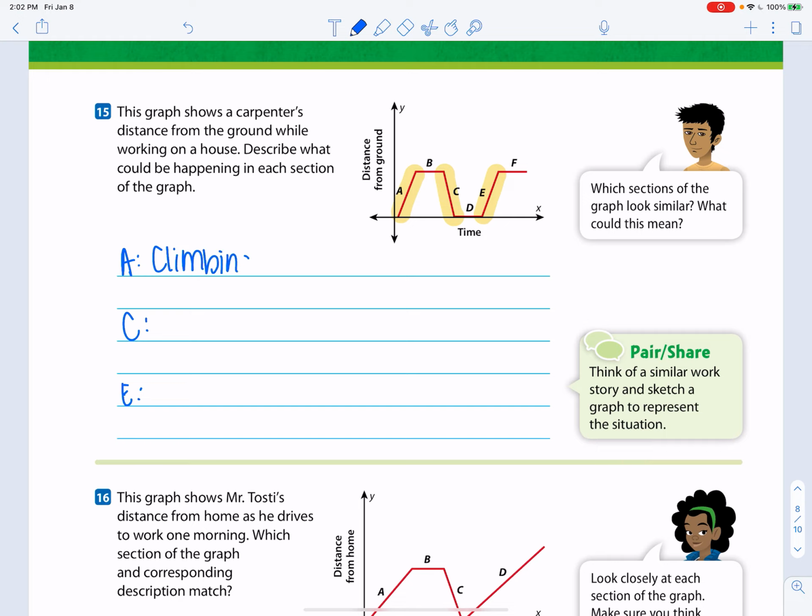Or at least for A, he's climbing the ladder because he goes from the ground up. E, he's also climbing the ladder. While C, he's going from the roof to the ground, so he is climbing the ladder down. He climbs down the ladder.